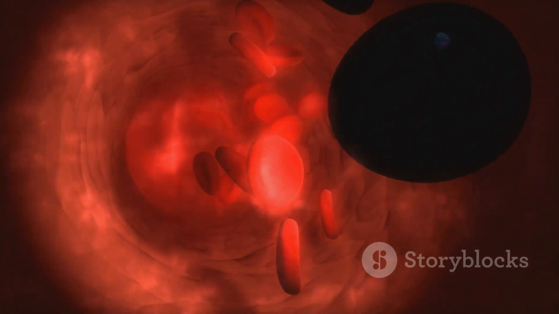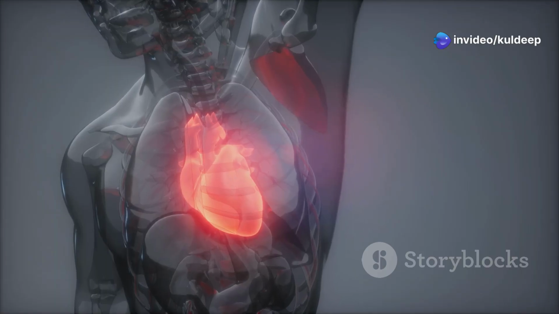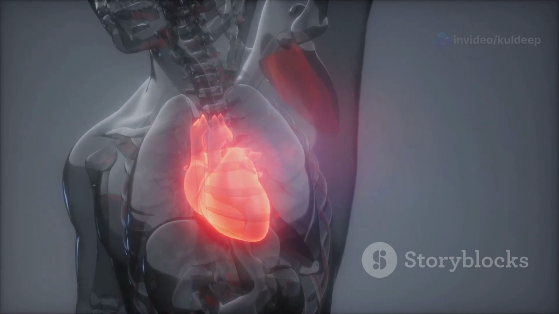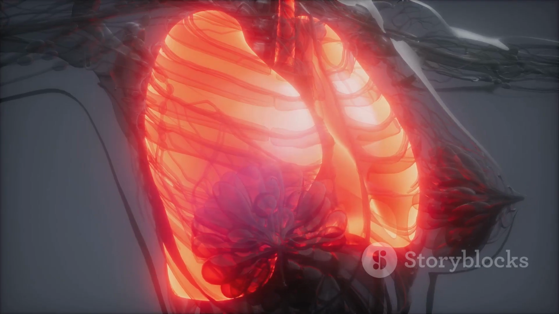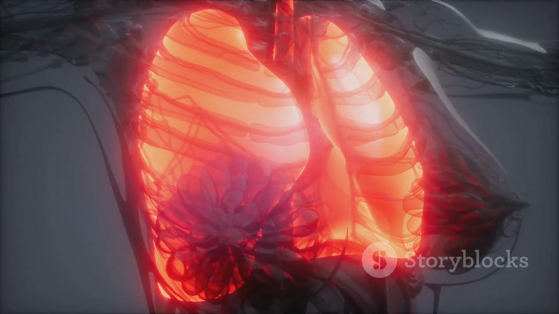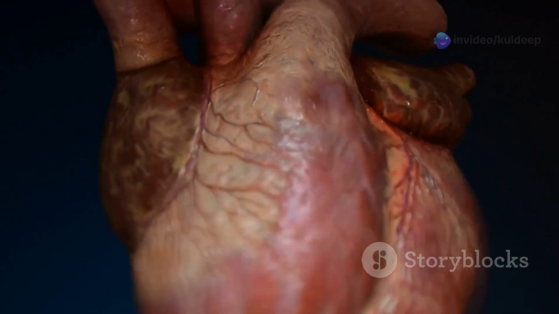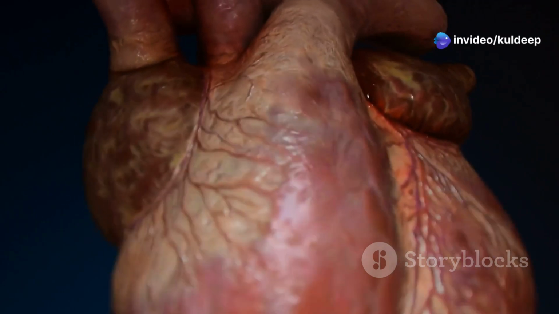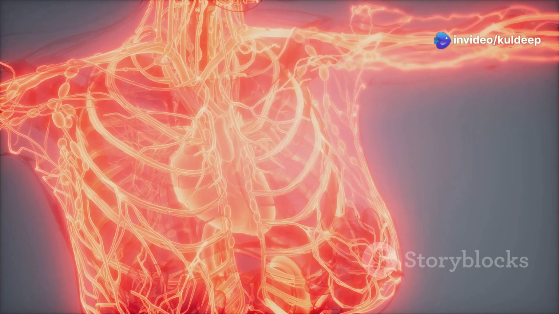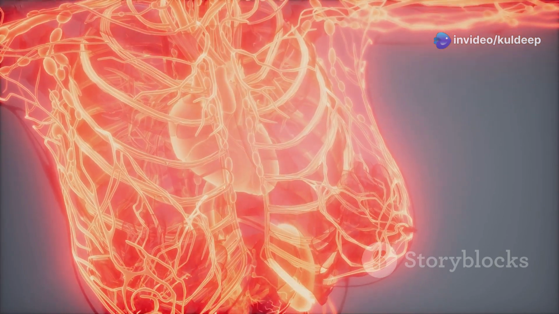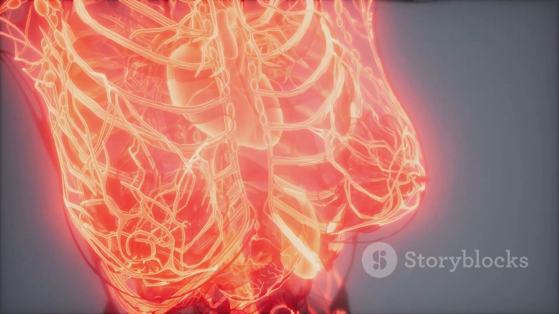The pathway of blood goes like this: from the body to the right atrium, where it collects deoxygenated blood from the veins, then to the right ventricle, which pumps it towards the lungs for oxygenation, and on to the lungs, where carbon dioxide is exchanged for oxygen. From the lungs it goes to the left atrium, now rich with oxygen, then to the left ventricle, which is the strongest chamber and pumps the oxygenated blood to the entire body, and finally back to the body, delivering essential oxygen and nutrients to tissues and organs.